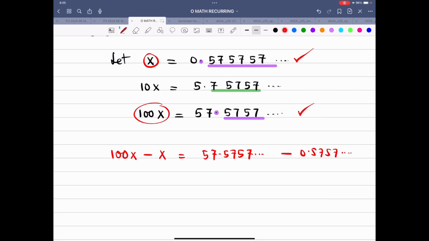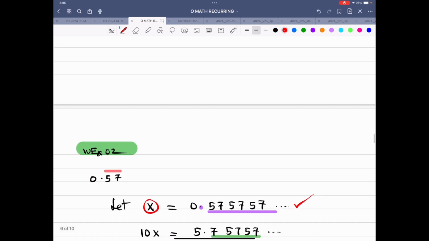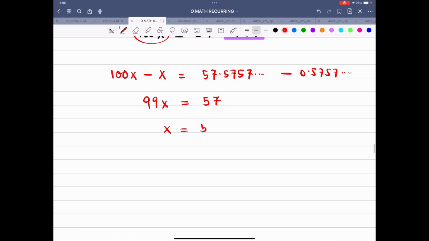So when I do the subtraction, what do I get? I get a 99x over here. I get a 57 over here. Make x the subject because that is what you are looking for. You are doing the conversion. So x is equal to 57 over 99, and that is how you do the conversion.